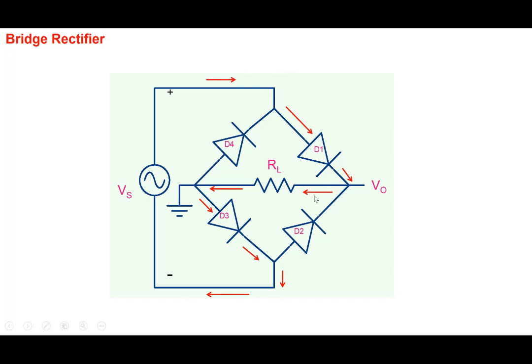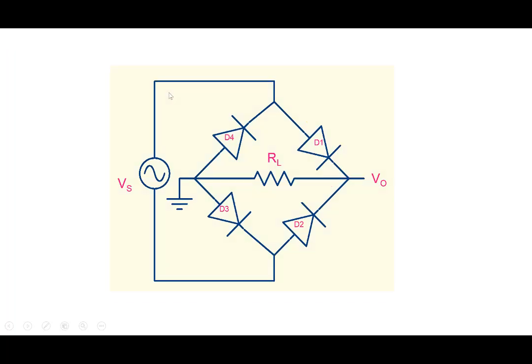Note the direction of the current here through RL. So V0 is positive with respect to ground here, when this is positive. So let's now look at when the polarity reverses. So this goes negative and this goes positive here.